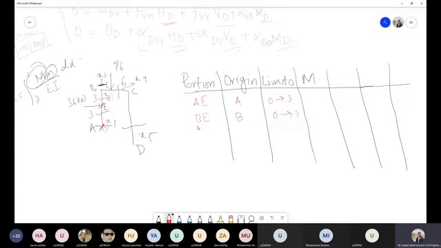The third section will be BF. The origin is B, and limits are again 0 to 3. The fourth section is from C to F. The origin is C, and the limits are 0 to 6. And the final section is from D to C. The origin is D, and the limits are 0 to, this length is 7.5. 7.5, right?